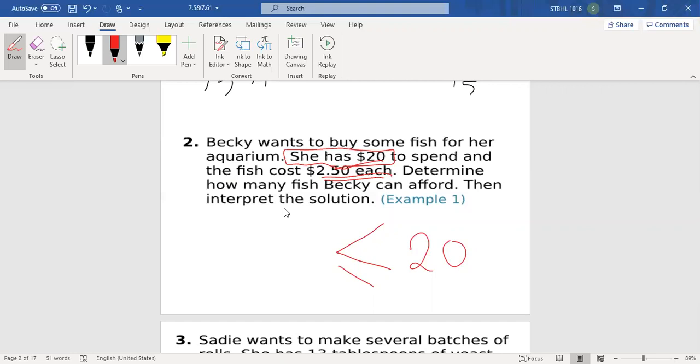So I have to represent the number of fish by any variable. Suppose it's f. So 2.5 multiplied by f, for example, and solve the inequality.